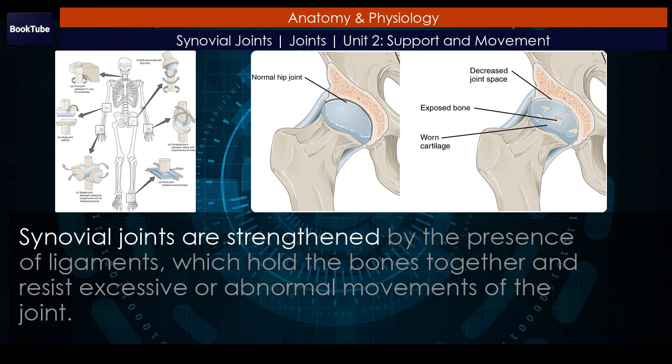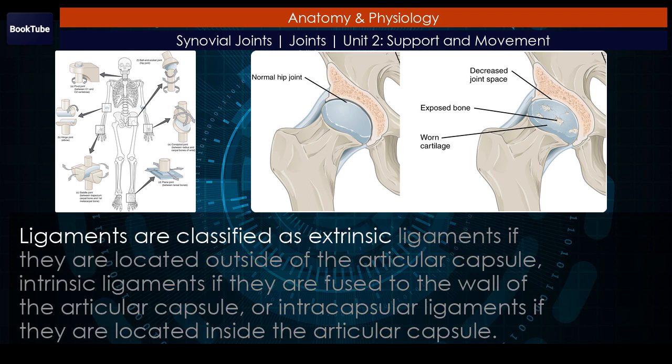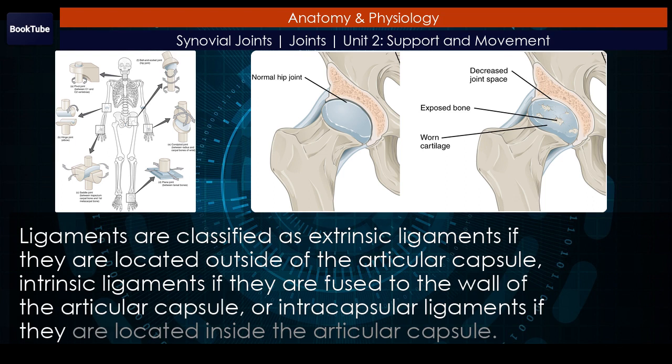Synovial joints are strengthened by the presence of ligaments, which hold the bones together and resist excessive or abnormal movements of the joint. Ligaments are classified as extrinsic ligaments if they are located outside of the articular capsule, intrinsic ligaments if they are fused to the wall of the articular capsule, or intracapsular ligaments if they are located inside the articular capsule.